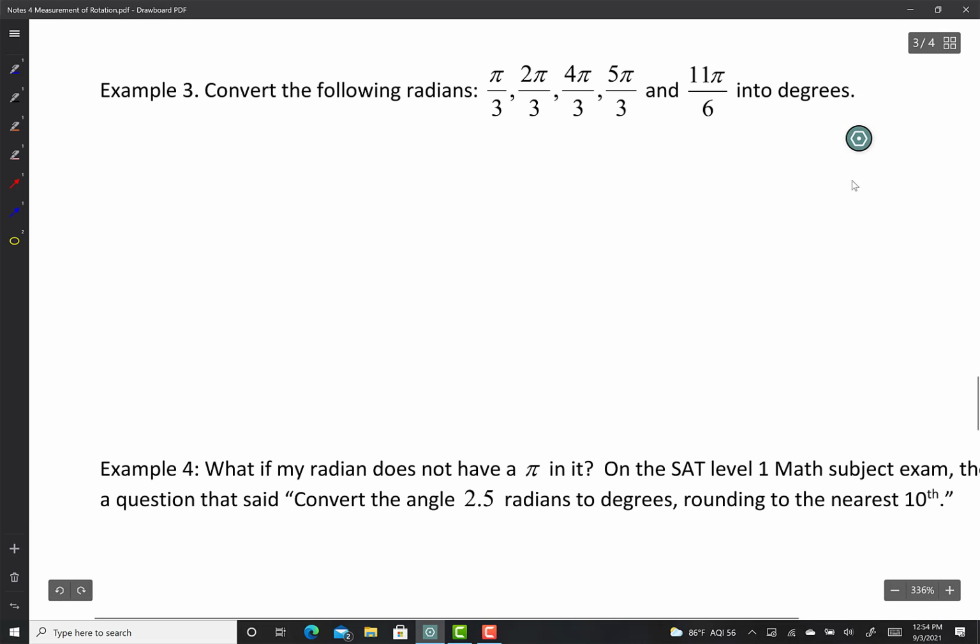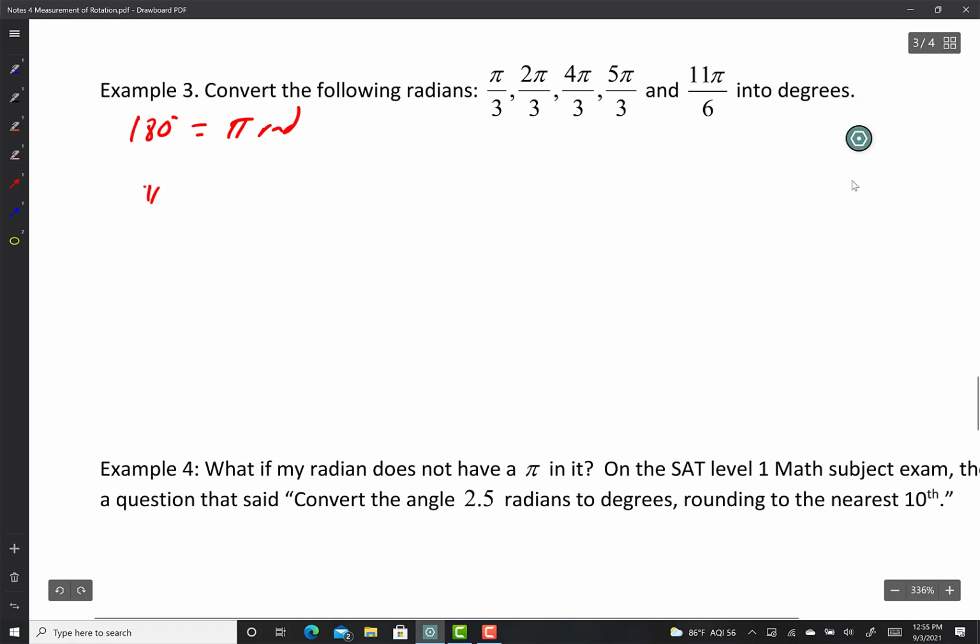All right, here we go. Convert the following radians to degrees. They're telling you they're radians. So what do we say? How many radians in a degree, or how many degrees in a radian? Yeah, you can say 360, but there's another one. What did we say? 180 degrees in pi radians. That's what we're going to use.